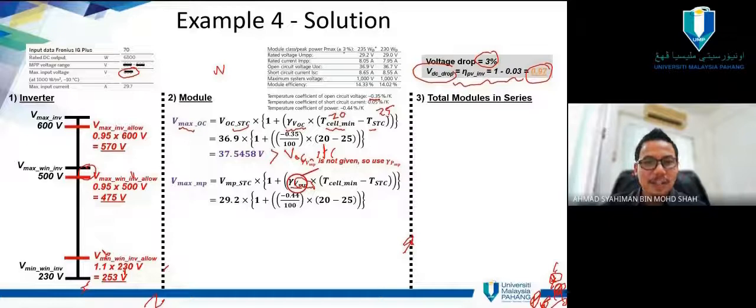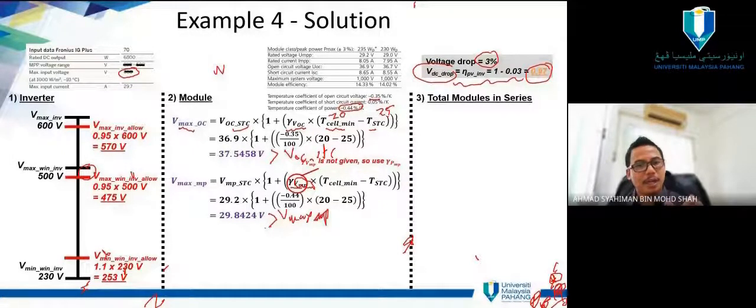VMP STC, then you go to PMP tu dia bagi kat sini kan, minus 0.44%. So masuk nilai, then tara dapat. Okay, yang ni again yang ni pun mesti lebih besar daripada Vmax MP. Okay, dia mesti lebih besar lah. Logiknya dia akan lebih besar sebab dia positif, dia akan tambah. Sebab 20 minus 25 kan, dia akan dapat minus positif.